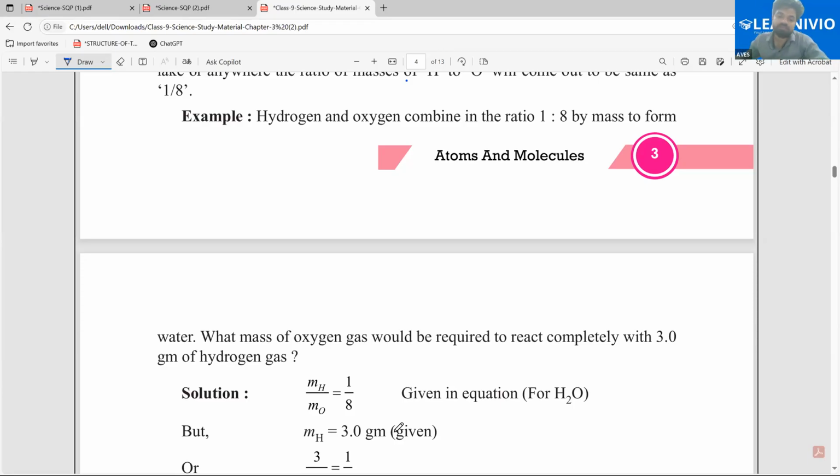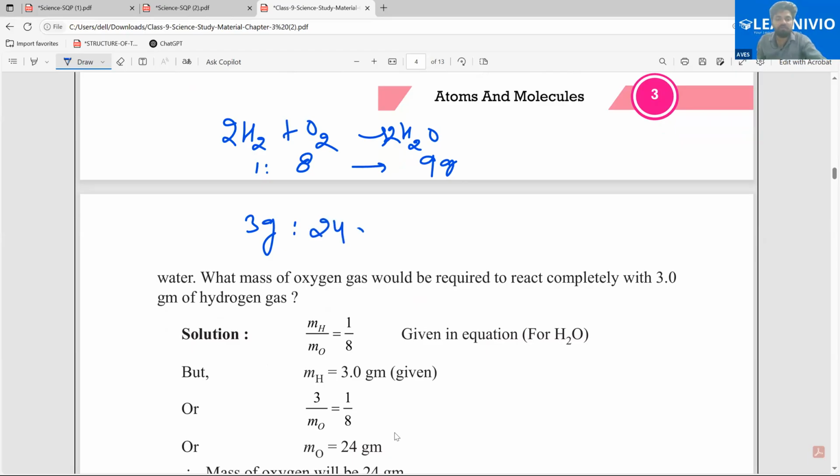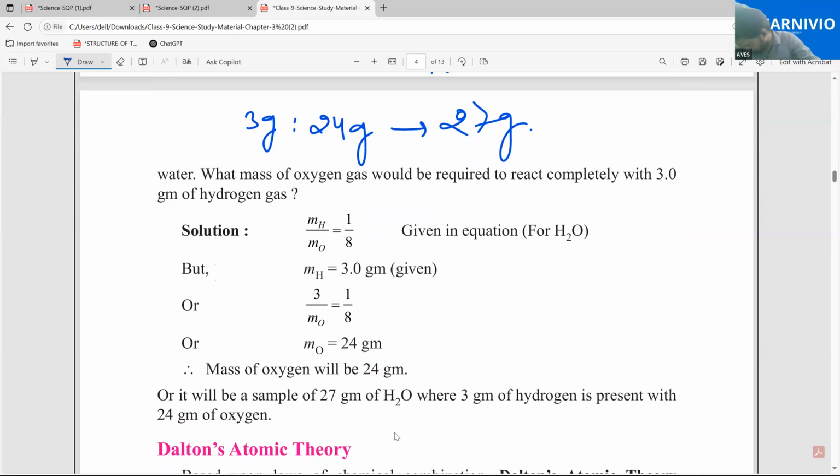Okay, done. How much answer did you get for this? What is the answer? So you know that H2 plus O2 will give you H2O, and you know that the ratio is 1:8, giving 9 grams of water. So if you are having 3 grams of hydrogen, 3 times of this will be required. That will be 24, and it will give you 3 plus 24, 27 grams of water. Got it? So you can do it this way.